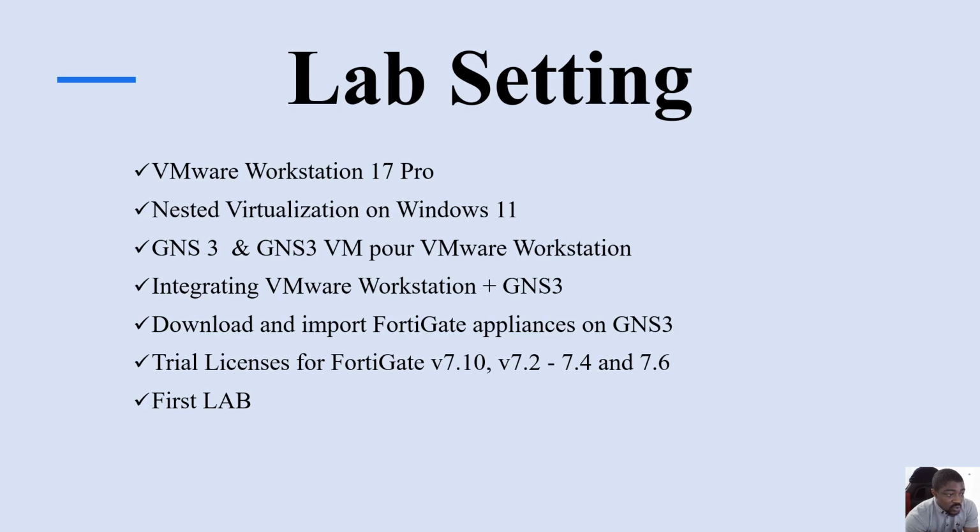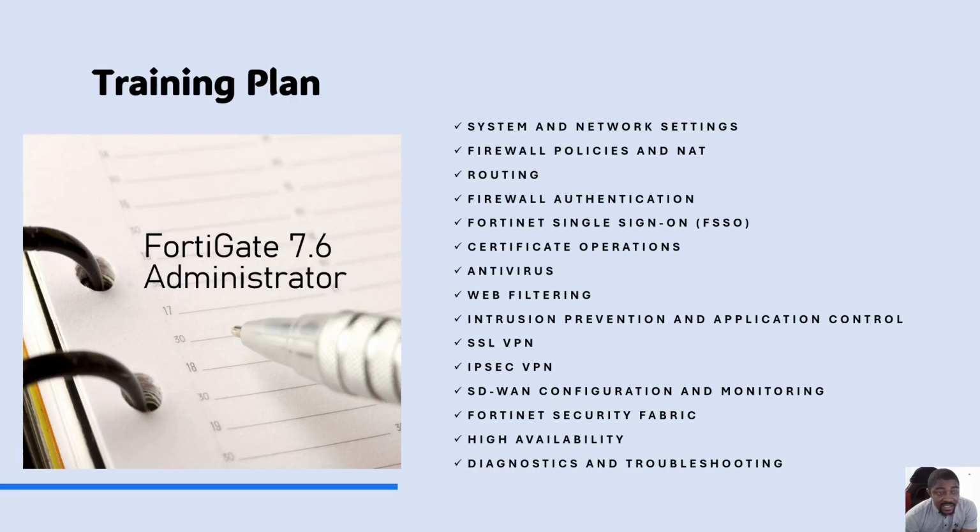We're also going to show in another video the differences between the trial licenses of three versions of FortiGate: FortiGate 7.2 and earlier, FortiGate 7.2 up to 7.4, and FortiGate version 7.6. The trial licenses for these three have some differences. So you will see in another video how to do all of this. At the end, we will see how to put in place our first lab.